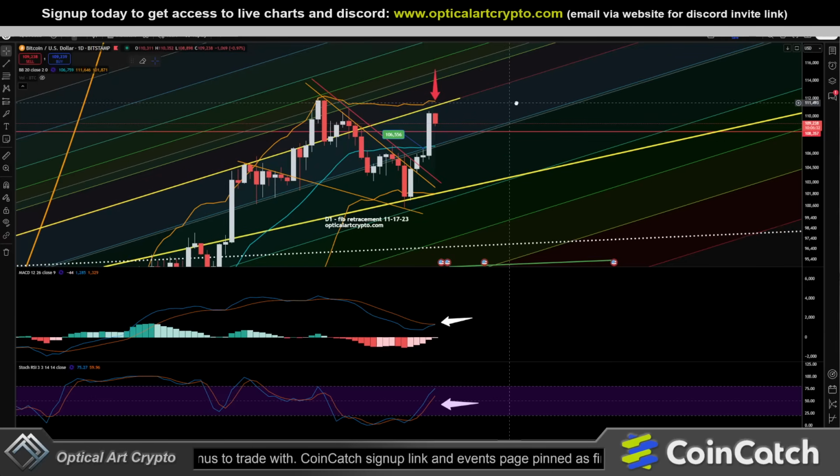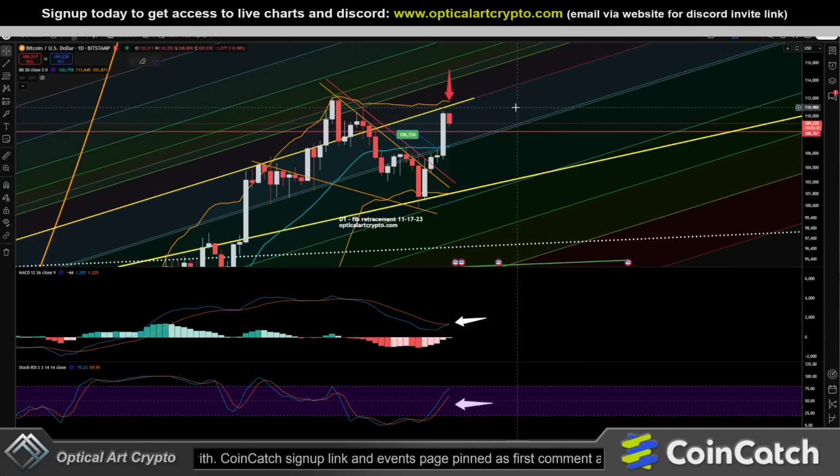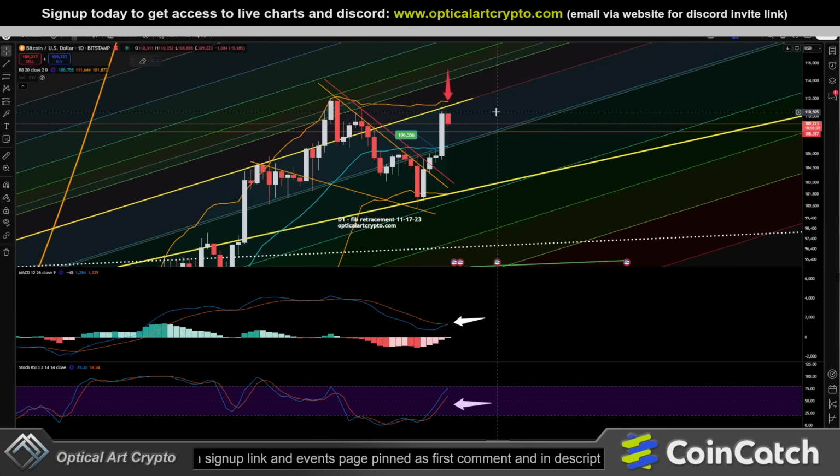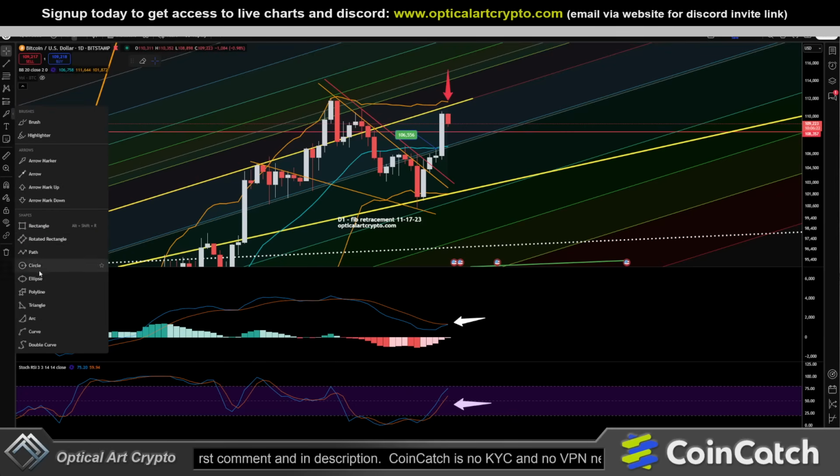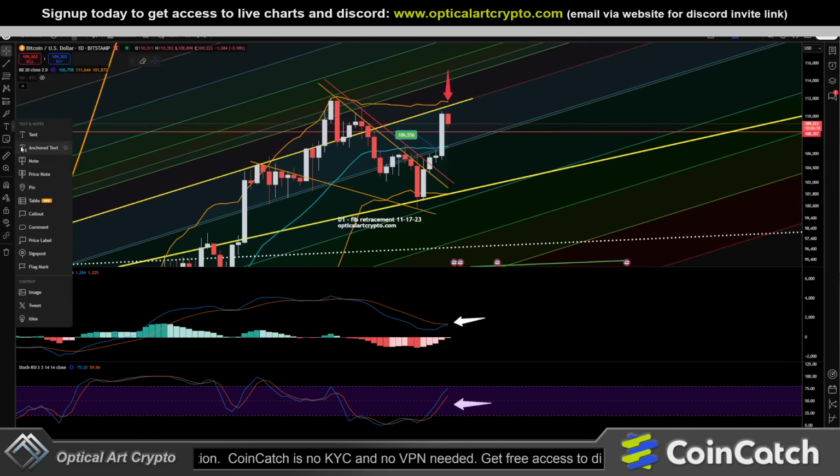So again, in the next video, guys, make sure you leave a comment what altcoin you want me to create. I just want to show you the key levels currently to pay attention to. So right now, you can see that this is your most key resistance level on the D1 chart. This is the daily. Let me give you a price label here.